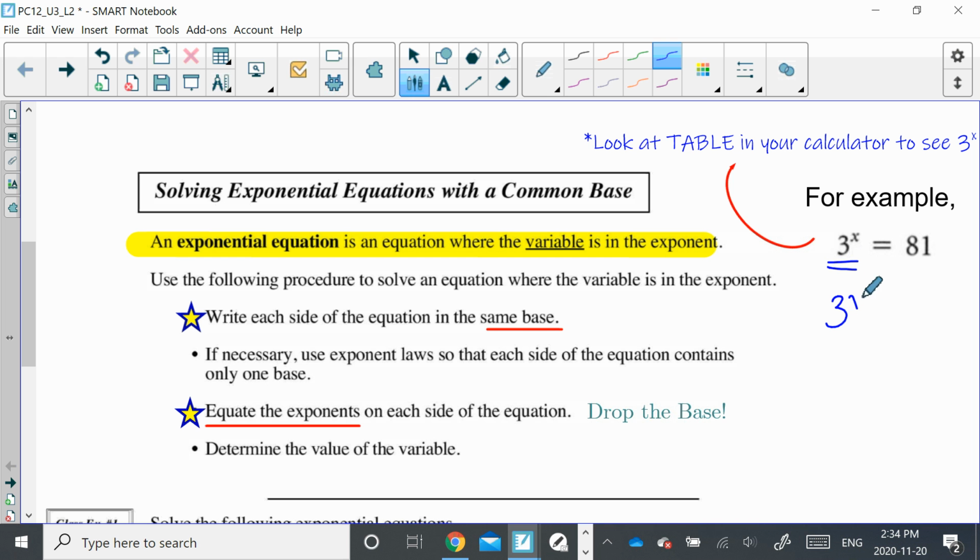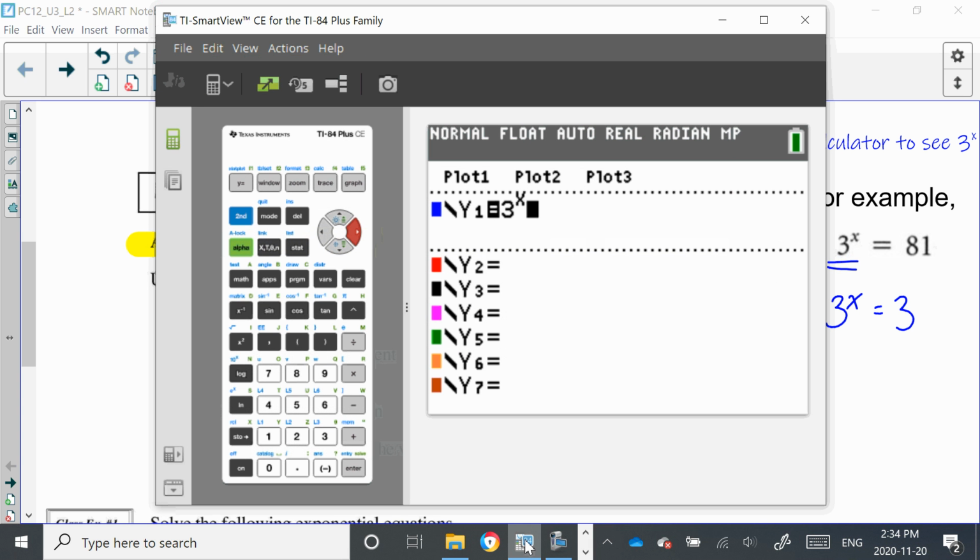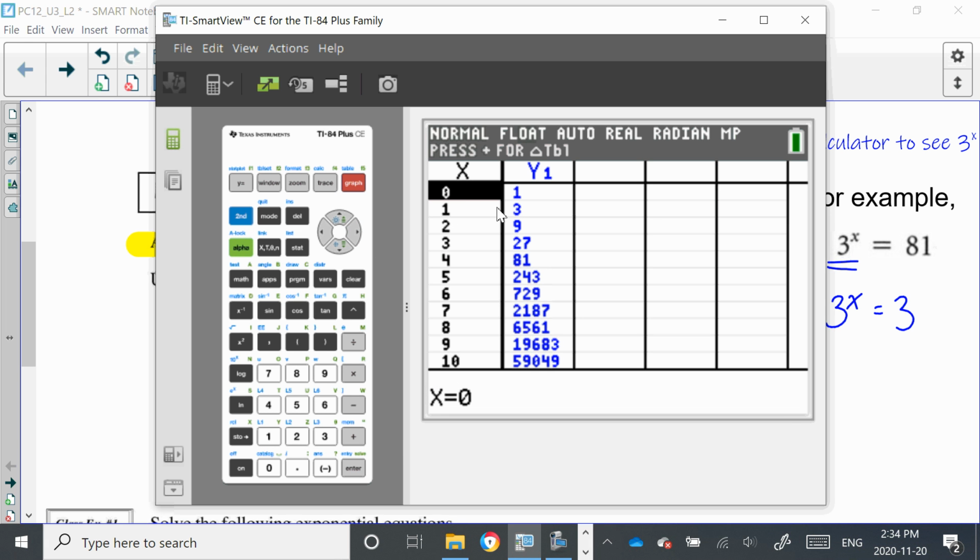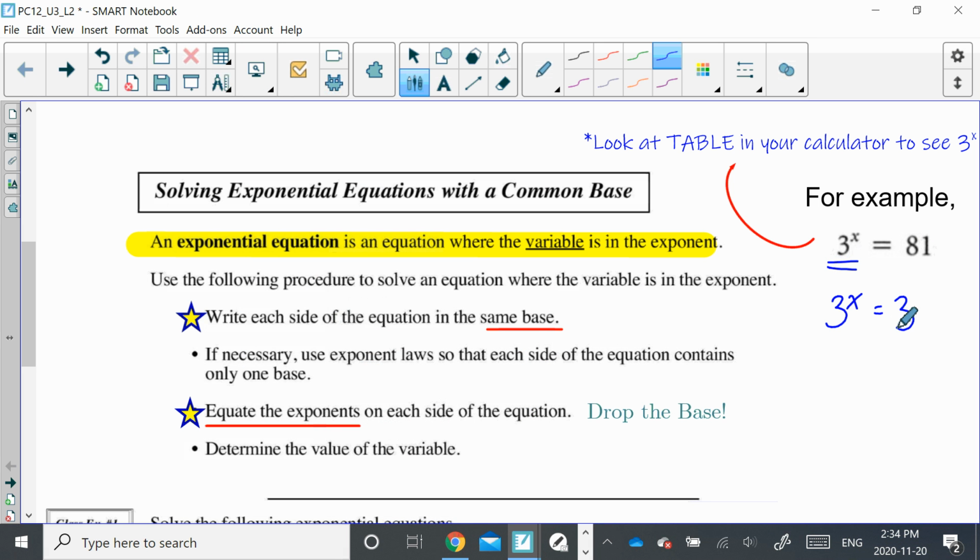So 3 to the power of x is equal to 3 to the power of what number will give you 81? You could guess and check on your calculator, or you could type in 3 to the power of x in Y1 on your calculator, and look at our table. 3 to the power of 1 is 3, 3 squared is 9, 3 cubed is 27, 3 to the power of 4 is 81. So converting 81 to base 3 would be 3 to the power of 4.